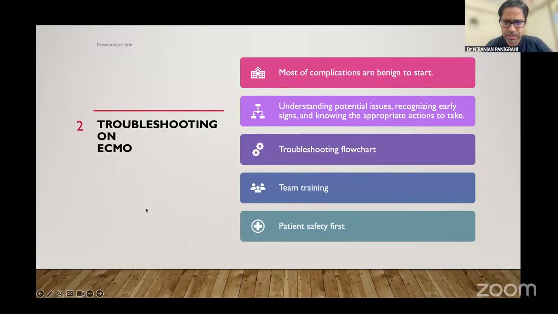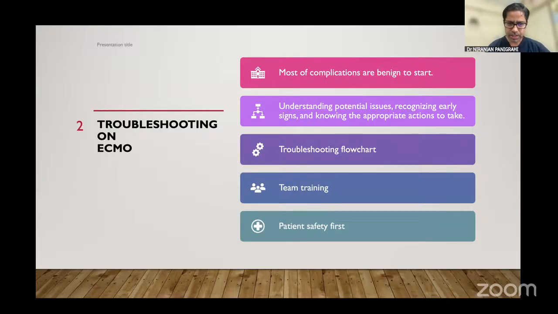Most of the complications are benign to start with, so they look simple. Many times in day-to-day life, when the nurse or the bedside doctor comes and reports to us, they look benign, but we urge not to take any alarm lightly, because all benign-looking alarms can, after some time, turn into devastating complications.